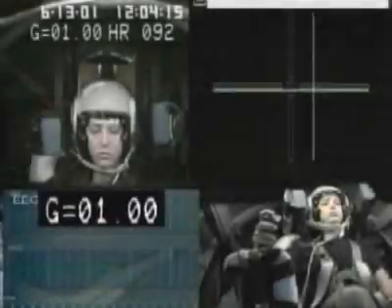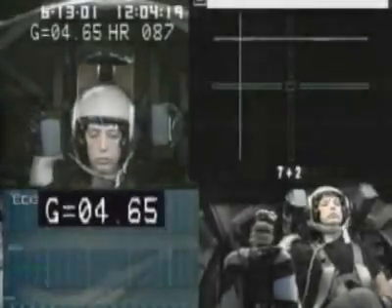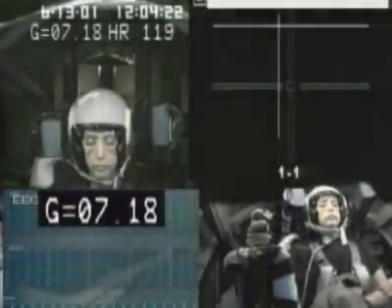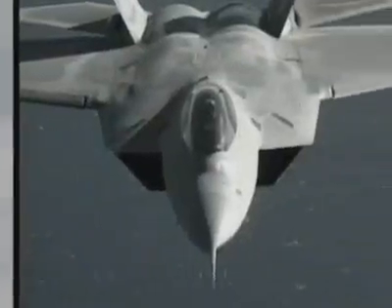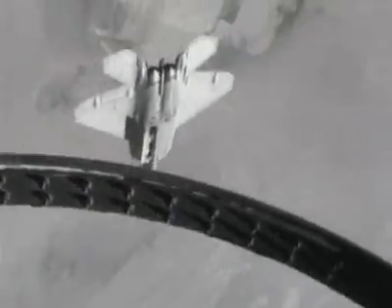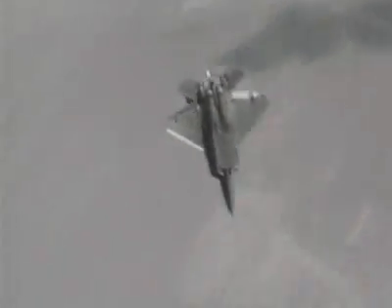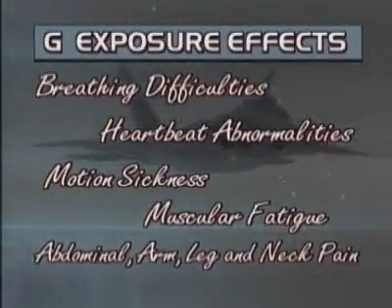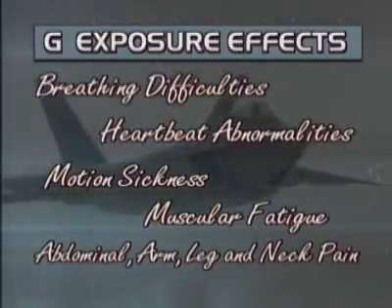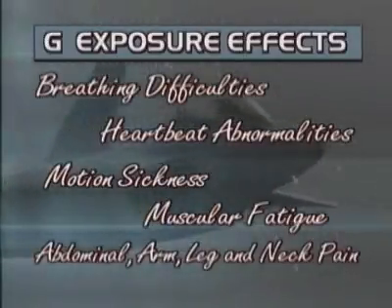The progression of symptoms from grayout to blackout and then to G-lock can occur very quickly depending upon the G onset rate. Having a high rate of 7 Gs per second, one can experience G-lock in about 4 to 7 seconds. Today's very maneuverable high-performance aircraft can achieve very high G onset rates. Unfortunately, this can result in sudden G-lock without any preceding visual symptoms. Other effects of exposure to positive vertical Gs include breathing difficulties, heartbeat abnormalities, motion sickness, muscular fatigue, and abdominal, arm, leg, and neck pain.